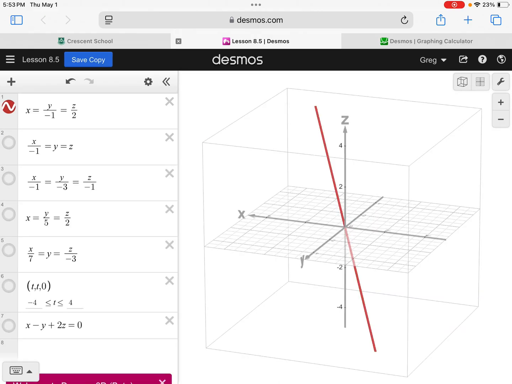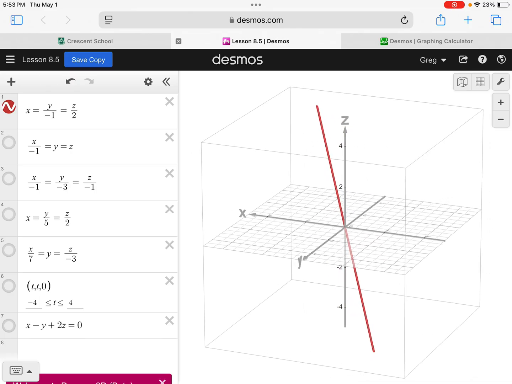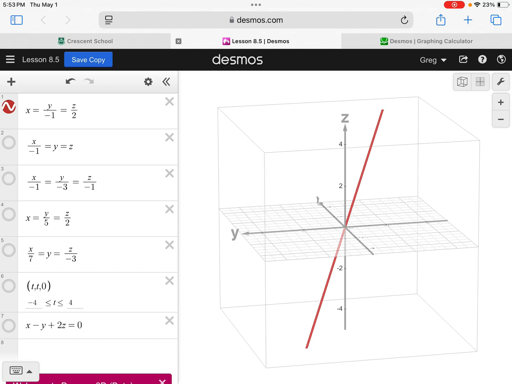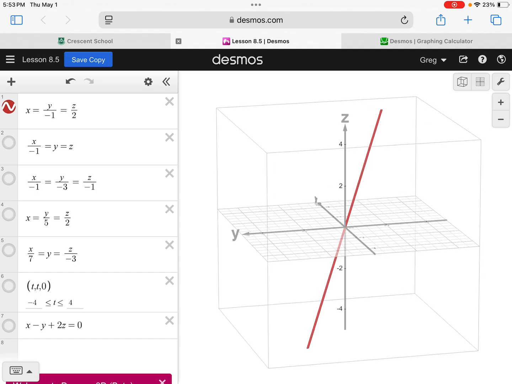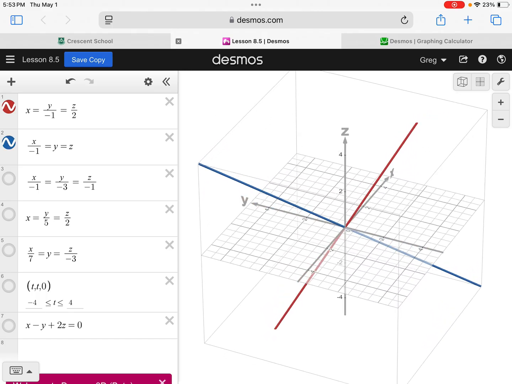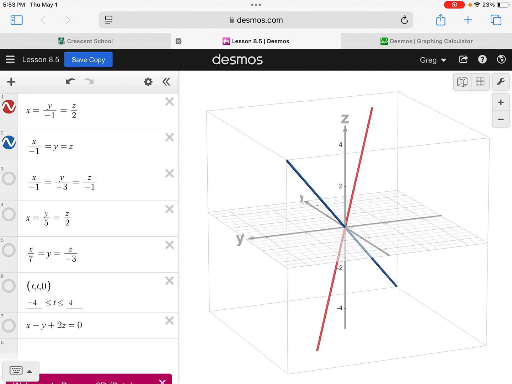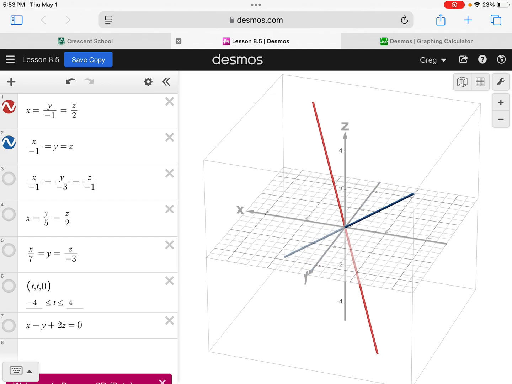But now we have a line in 3D. You can see it's got changing x, changing y, and changing z. And I want to go perpendicular to that line, but in 3D. So that blue line is perpendicular to that red line. You can see it best in that angle. In 3D, they form a 90-degree angle.